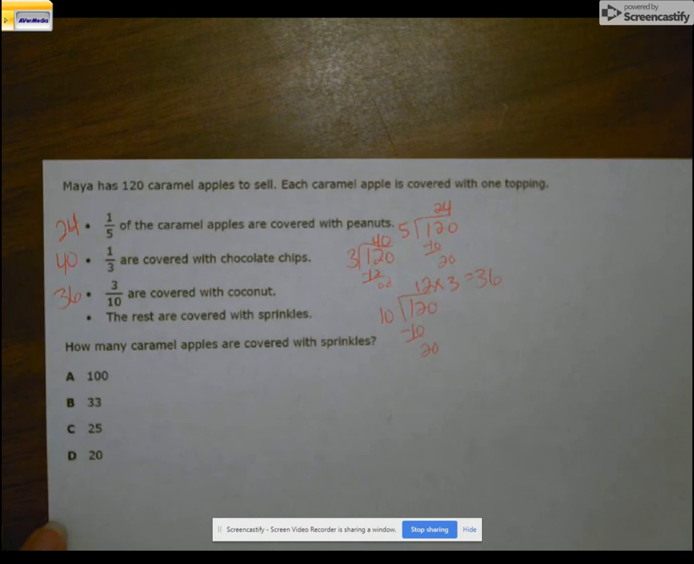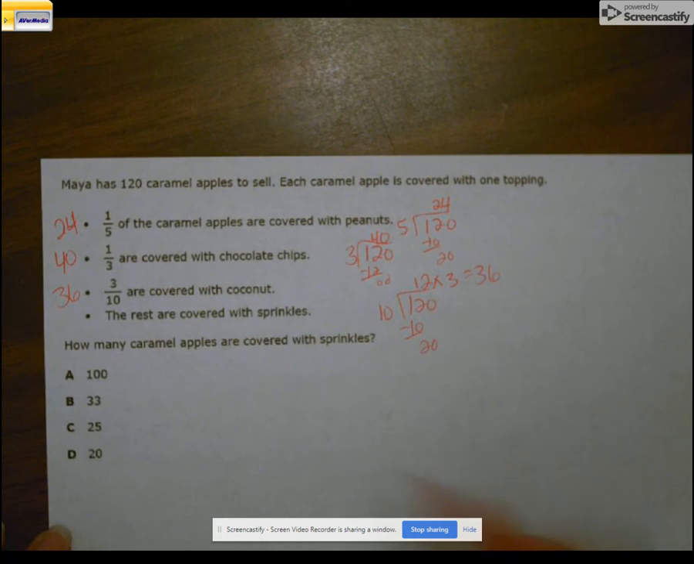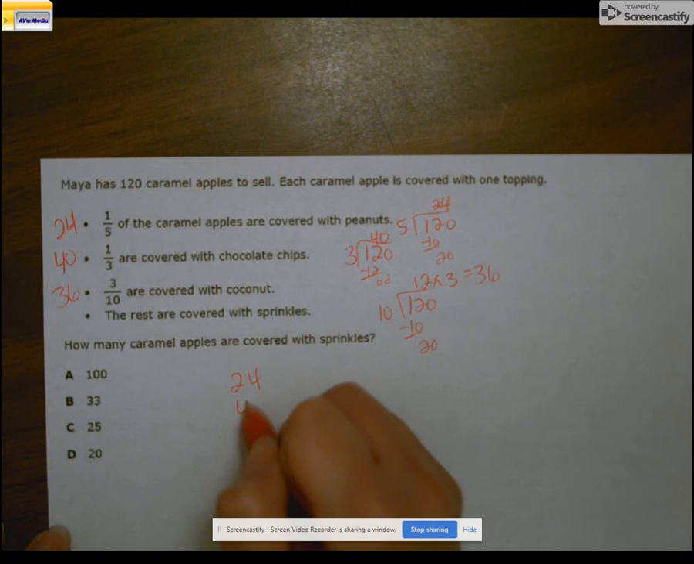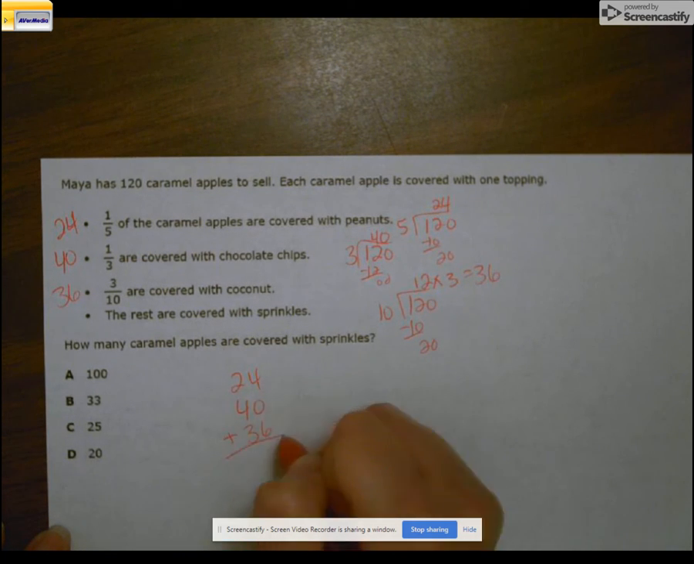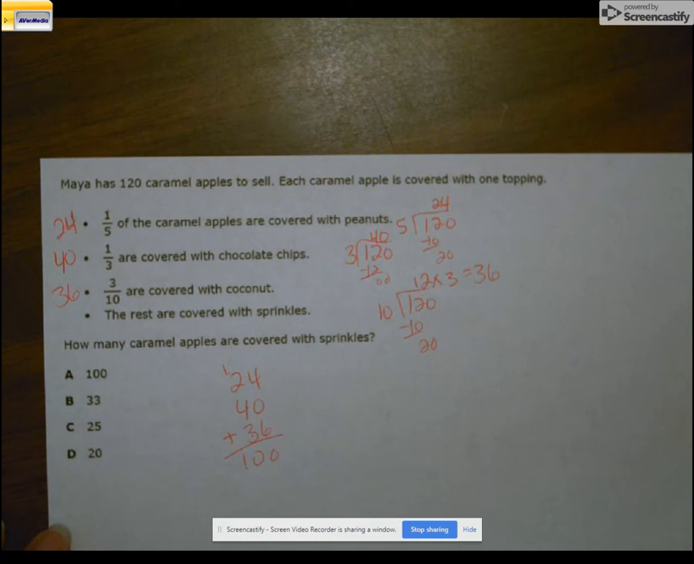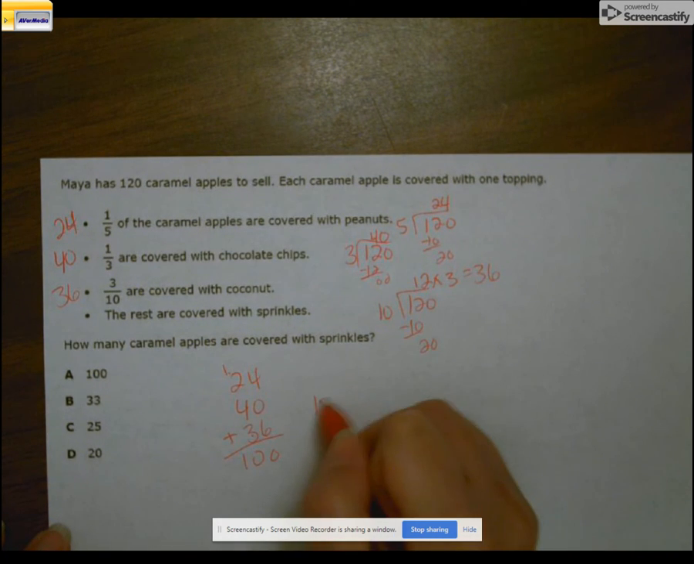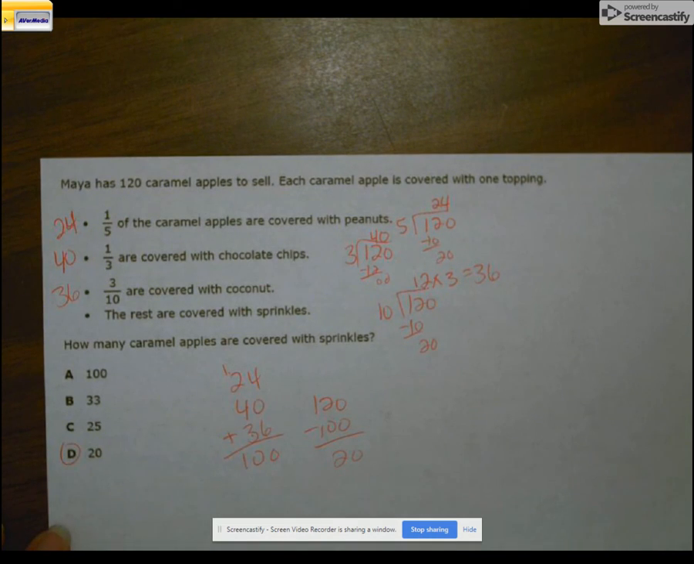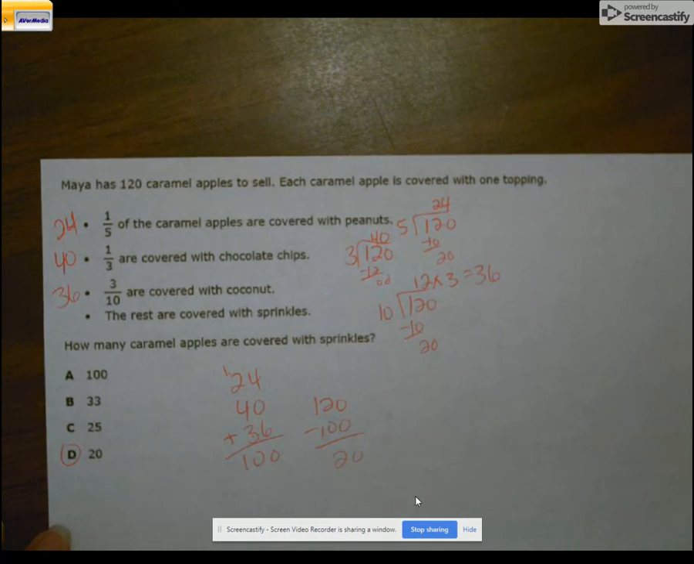So now let's see what I have so I can figure out how much is missing. I have 24, 40, and 36. So I have 100 so far. So what's missing? 120 minus 100 gives me an answer of 20. So that was just a brief review on fractions.